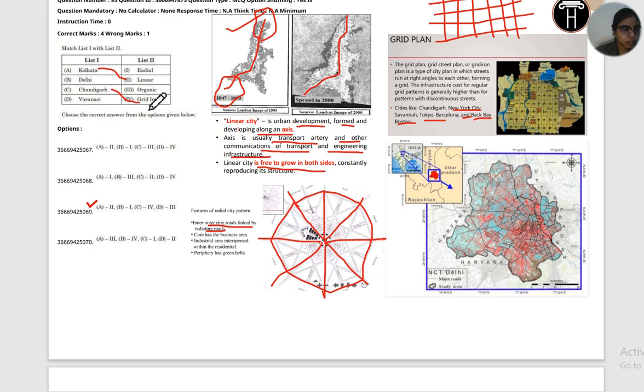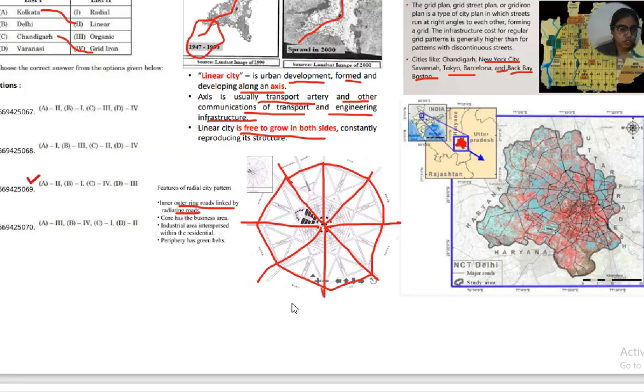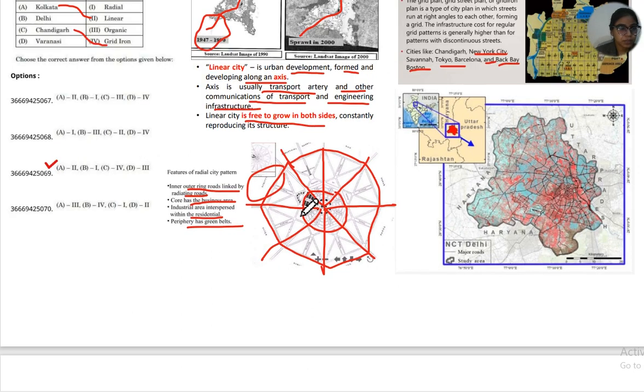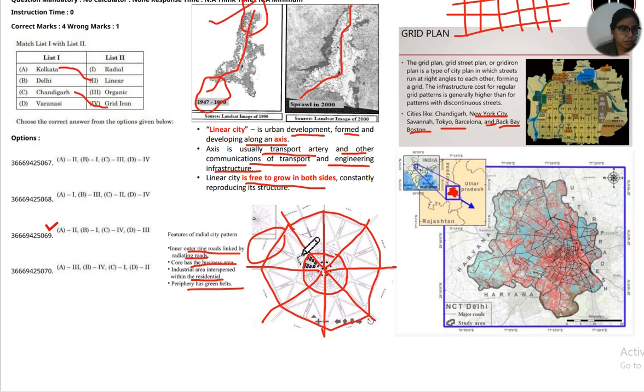So this was the features of the radial. In the core you have your business area. Industrial areas are interspersed within the residential, and the periphery has your green belts. Okay, so this was your radial city pattern. Delhi has a radial city pattern. This is the map of Delhi. As you can see, the radial roads radiate from the center, and these roads get interconnected at the outer ring roads.